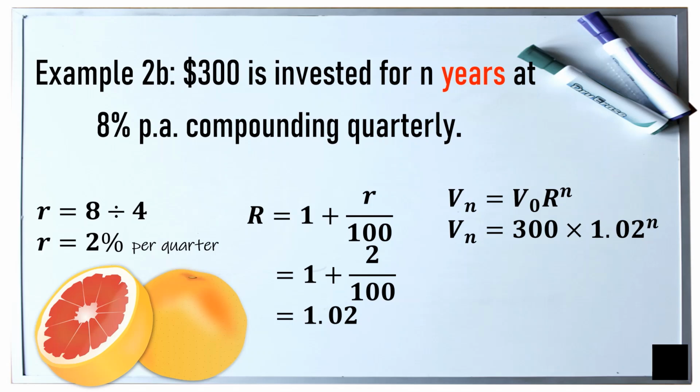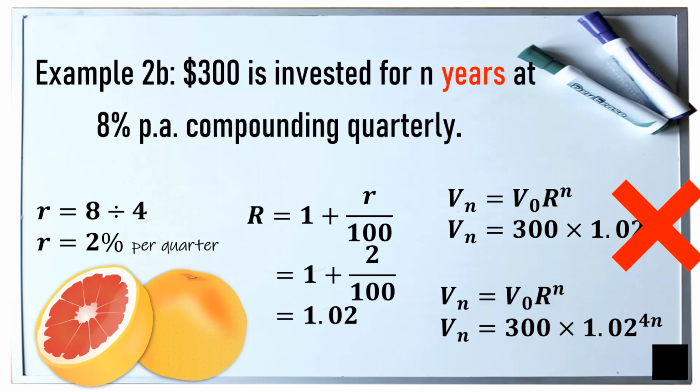Now this formula is not quite right. And the reason is, if I was to put in 1 year, it would give us the answer for 1 quarter. So what we need to do is have this 4 in front of the n. And the reason why that works is because the n represents years, but the formula is set up for quarters. If we give it 1 year, it will convert in that spot to quarters.